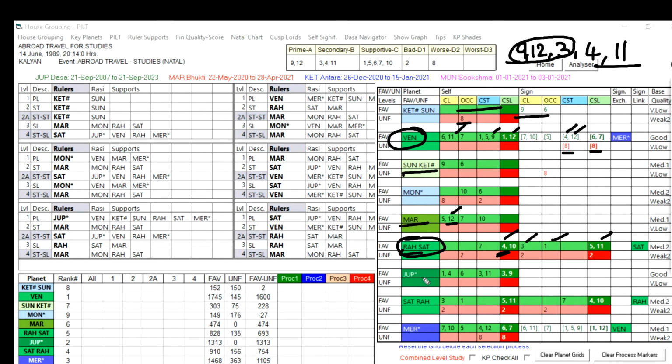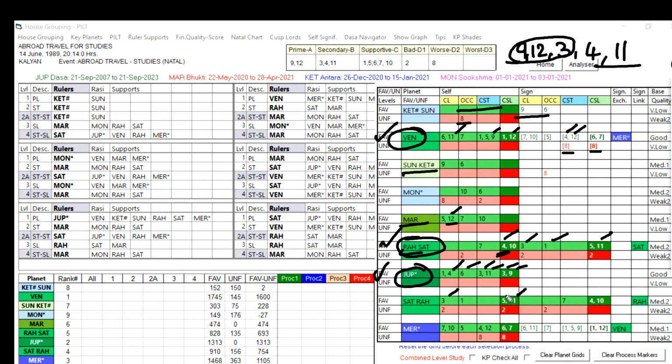Then Jupiter. You can see 4th house, 6, 3, 11, 3, 9. Jupiter is a good key planet. But unfortunately, it is a free planet, which means no planet will be in the star of Jupiter, but Jupiter can be sublord for some other planet. So Jupiter is a good key planet. Venus is a very good key planet, and Rahu is also a good key planet. Then what about Saturn? Saturn, lord of 3, 2, and 3, occupying Lagna.